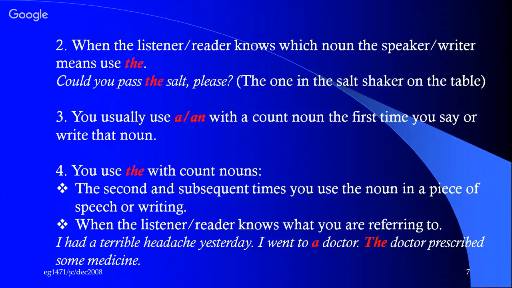You usually use a or an with a count noun the first time you say or write that noun. You usually use a or an with a count noun, a countable noun, the first time you say or use that noun. So now modalne sathi a count noun na use maduvaga a athwa an haktivi.